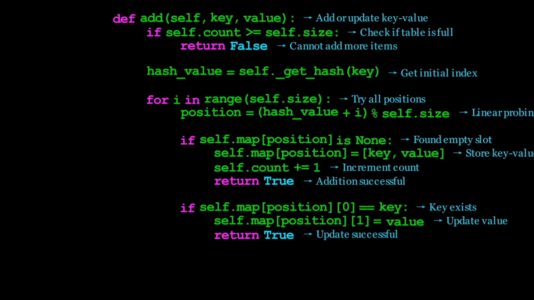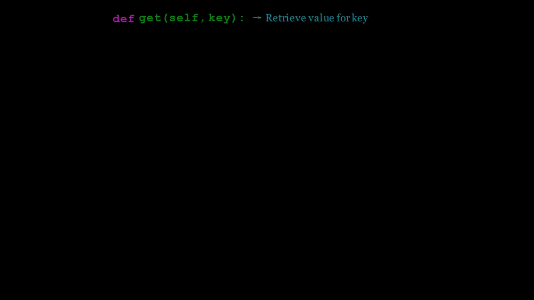If we find an empty slot, we store the key value pair and increment our count. If we encounter the same key, we simply update its value. In both cases, we return true to indicate the success. Next, the get operation also follows a similar pattern.